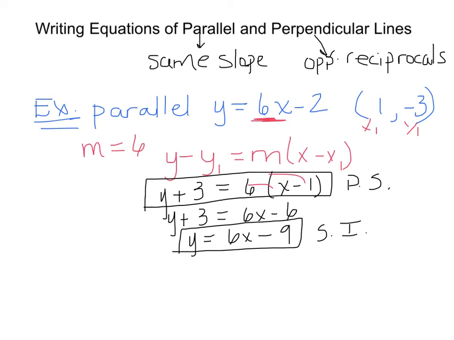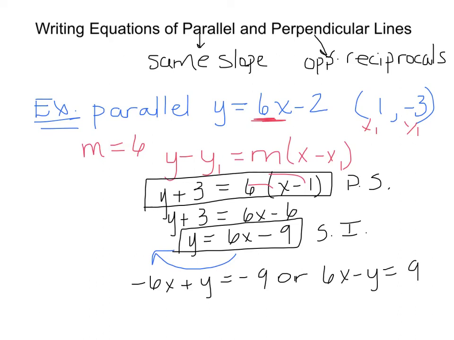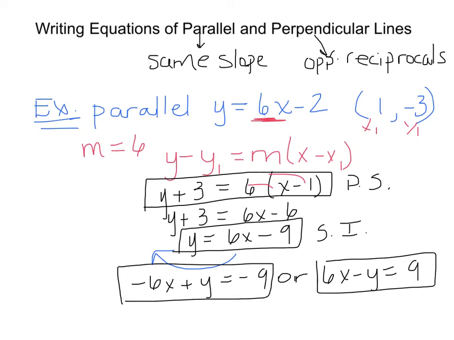And let's say we wanted to go even further to get to standard form. Remember, we would move this over. So we would get negative 6x plus y equals negative 9. Or, if we didn't want our coefficient to be negative, 6x minus y equals positive 9. So that would be standard form. So there we reviewed all three forms.